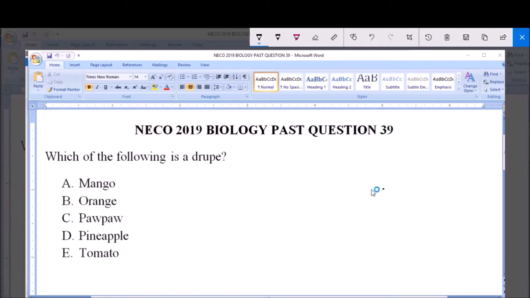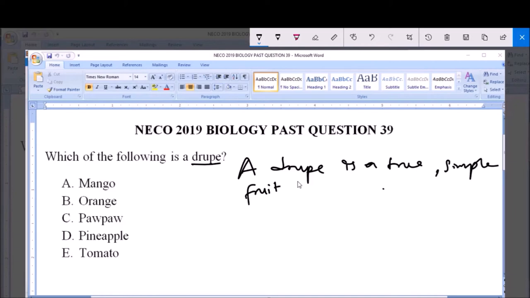So we are asked for an option that is a fruit which is classified as a drupe. Now, a drupe is a true simple fruit with a well-developed pericarp.